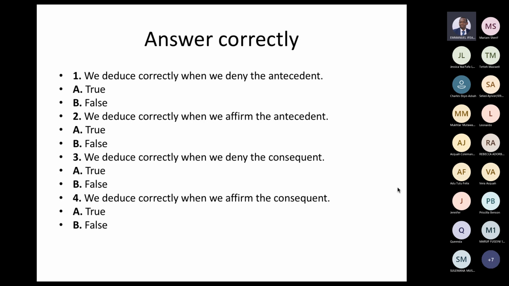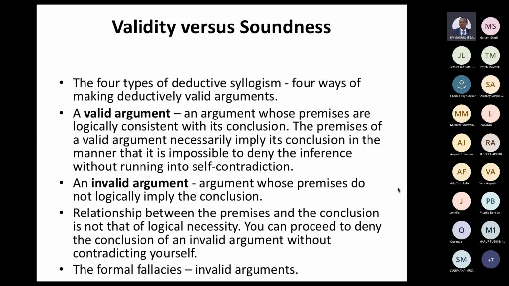Now let's move on. Now we have understood the 4 types of valid deductive reasoning, which are the modus ponens, modus tollens, their fallacies, hypothetical syllogism and its fallacies, and the disjunctive syllogism. So those are the 4 types of valid deductive reasoning and their fallacies.